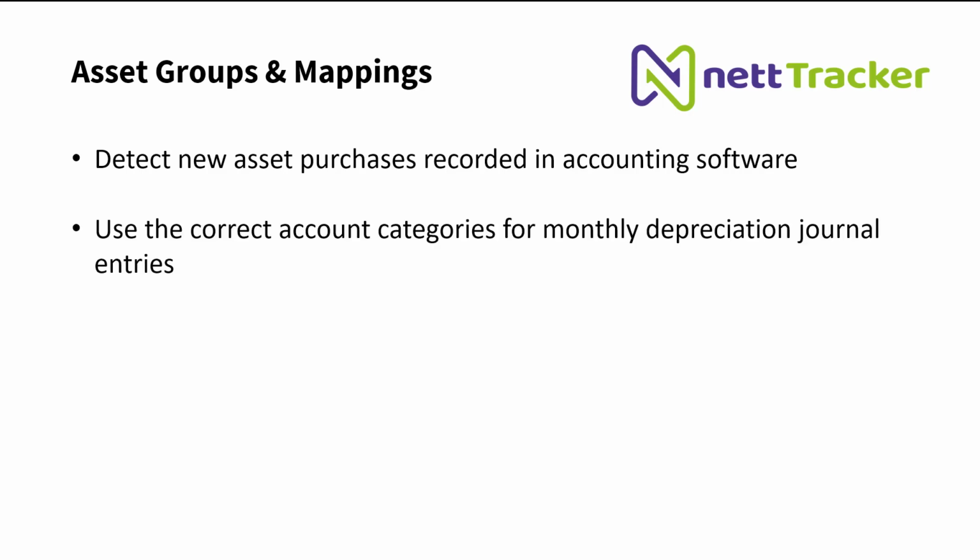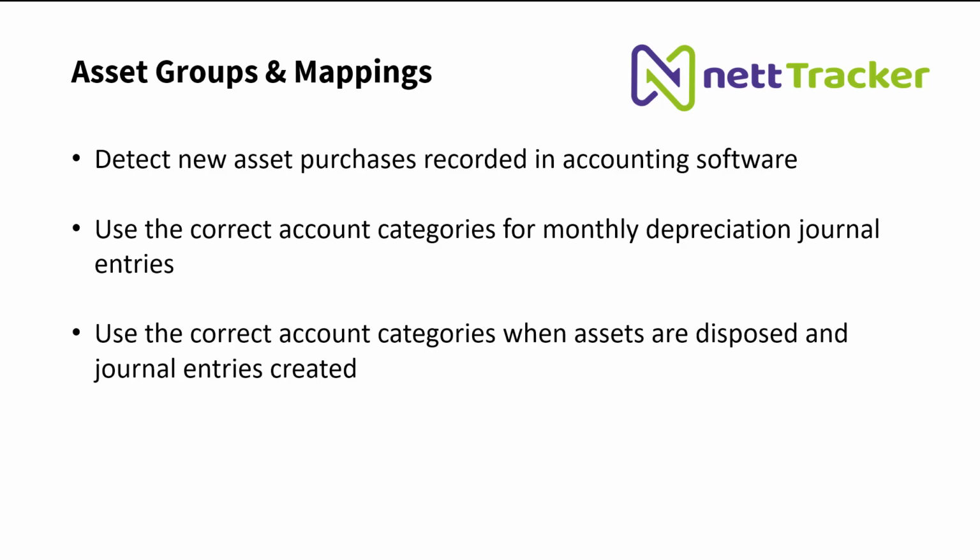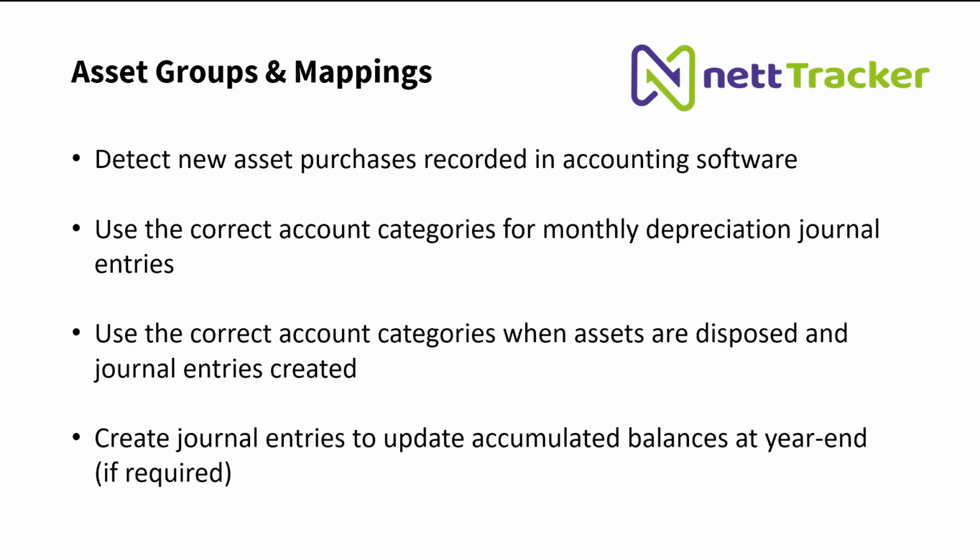Make sure that we use the correct account categories when our monthly depreciation journals are posted. Make sure that we use the correct account categories when assets are disposed and the relevant journal entries are created. And if applicable, at the end of a financial year, journal entries can be created that will move our in-year movements to our accumulated balances.